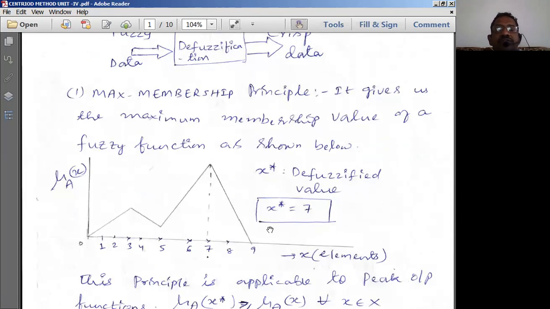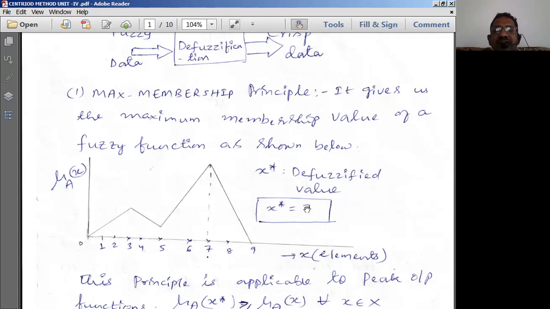The first method we discussed is the maximum membership principle method. It gives us the maximum membership value of a fuzzy function. Whatever the maximum membership value is, corresponding to that we get the crisp data. Here small x is the fuzzy data, and mu a of x is the membership function. Wherever you have the maximum membership function, there we get the crisp data.